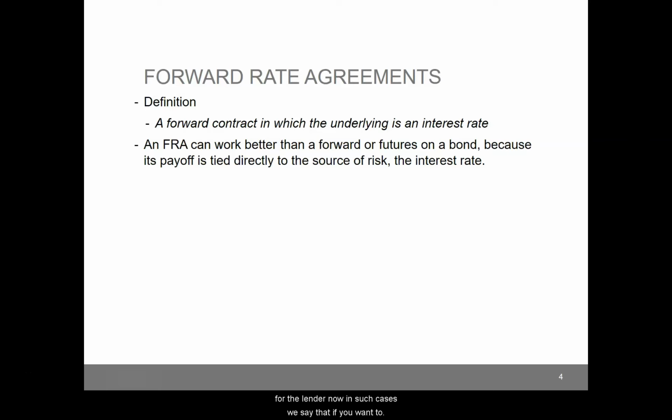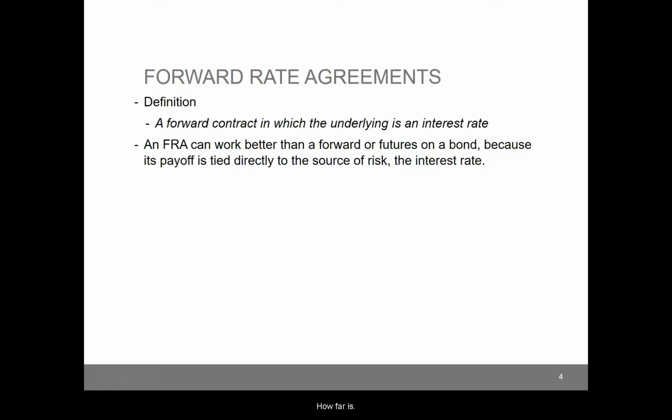Now, in such cases, we say that if you want to manage your risk as a borrower in future, you should enter into a forward contract as a buyer. That is, you should buy the forward rate agreement and should have a long position. On the contrary, for a lender, we say that the lender should enter into the forward agreement, that is the FRA, as a seller or a short position.